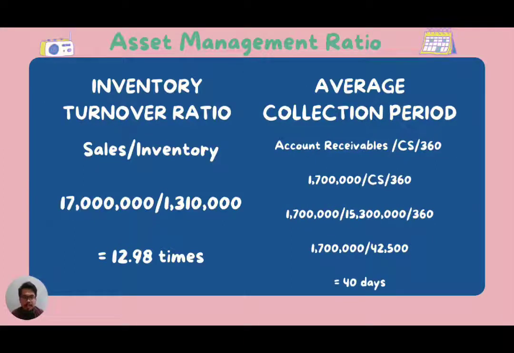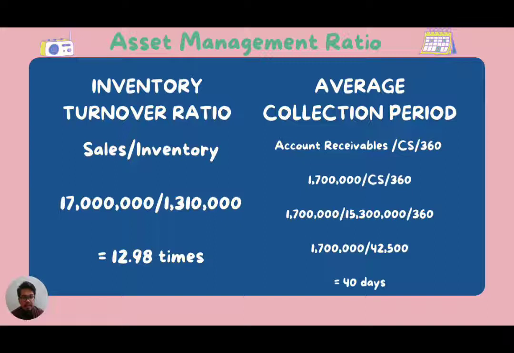Thank you, Hidayu. My name is Nabil Safwan. I'm going to talk about asset management ratio, which has four types. The first is inventory turnover ratio. The second is average collection period. The third is non-current assets turnover ratio. And lastly, total asset turnover. Now I'm going to talk about the first two, which are inventory turnover ratio and average collection period.